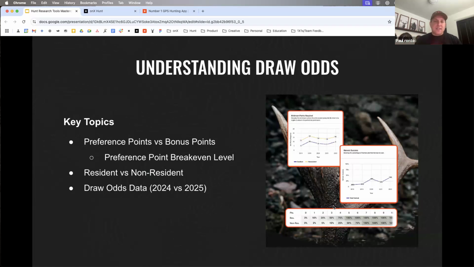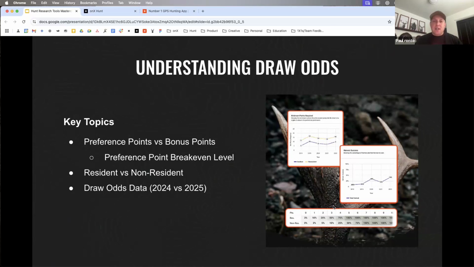Also, resident versus non-resident. This is super important to understand. Every state has differences between resident and non-resident applicants. For example, in Wyoming, residents use a random draw. There's no points for deer, elk, pronghorn, but non-residents do have a point system. So they're on a preference point system, plus a special preference point system plus a random draw. So there's a lot of nuance to really understand.